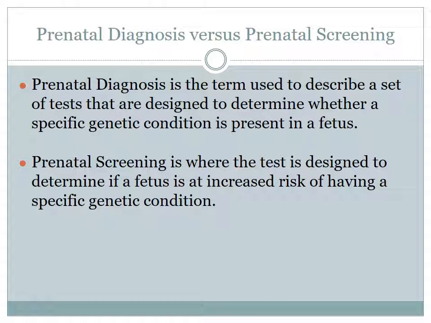And it is also very important that you are able to differentiate between prenatal diagnosis and prenatal screening because far too often they're used interchangeably. Prenatal diagnosis is the term used to describe a set of tests that are designed to determine whether a specific genetic condition is present in a fetus, whereas prenatal screening is where the test is designed to determine if a fetus is at increased risk of having a specific genetic condition.